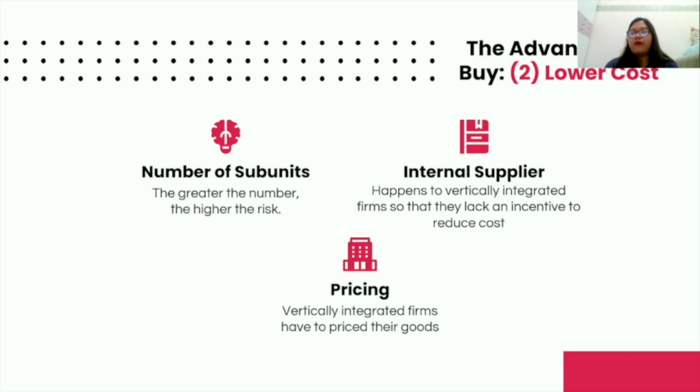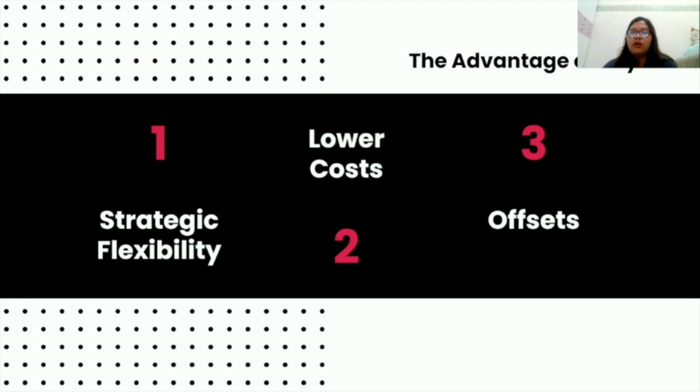because its internal suppliers have a captive customer in the firm, they lack an incentive to reduce their costs. And the third one is vertically integrated firms have to determine appropriate prices for goods transferred to subunits within the firm. And the last advantage of buy is offsets. Another reason for outsourcing some manufacturing to independent suppliers based in other countries is that it may help the firm capture more orders from that country.